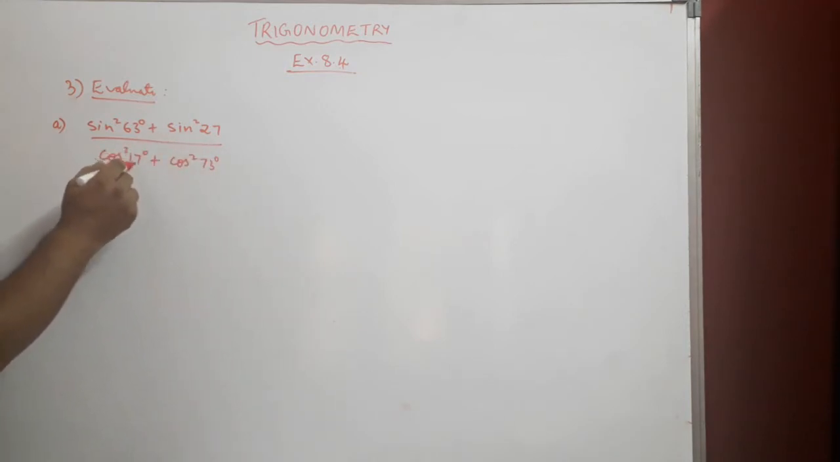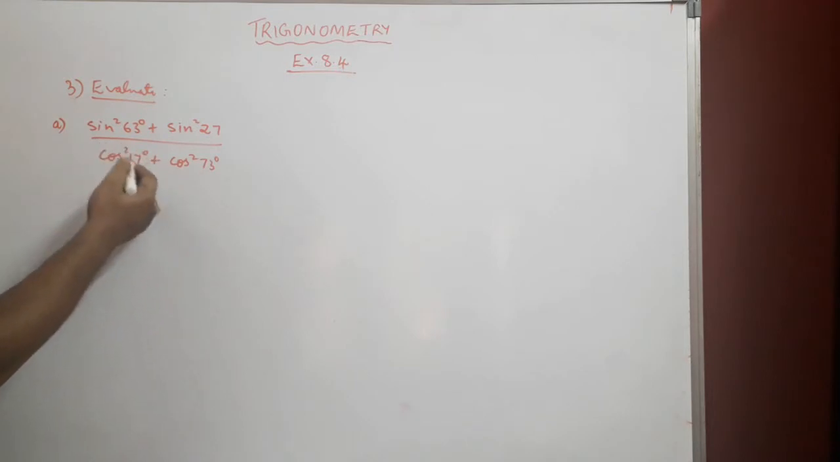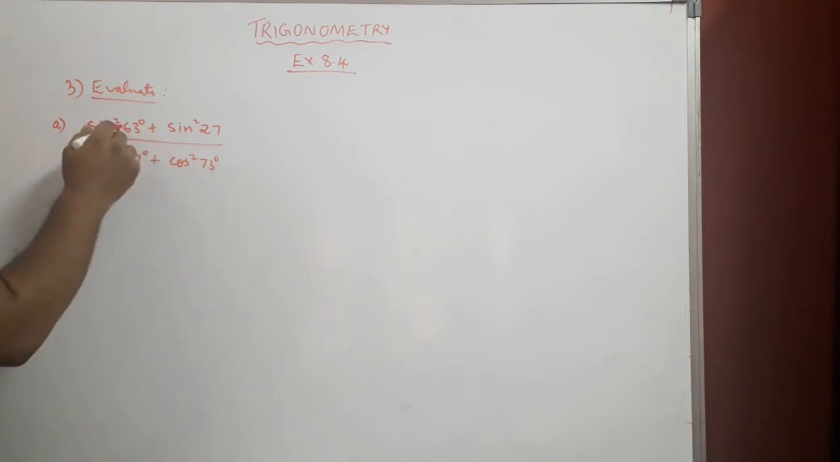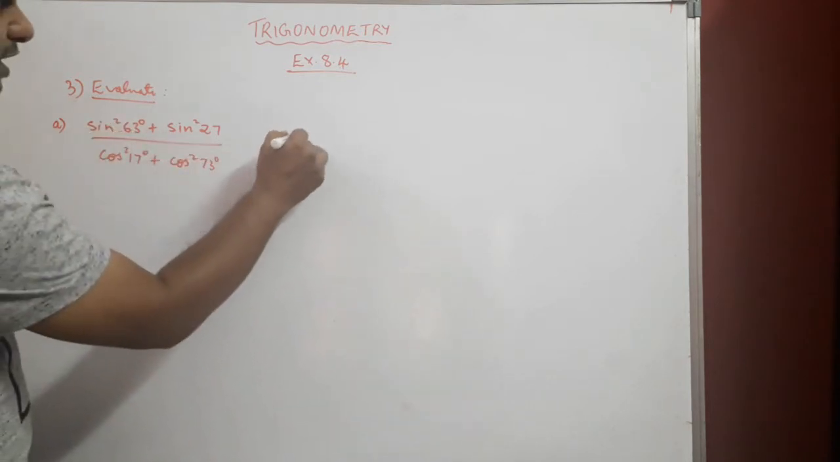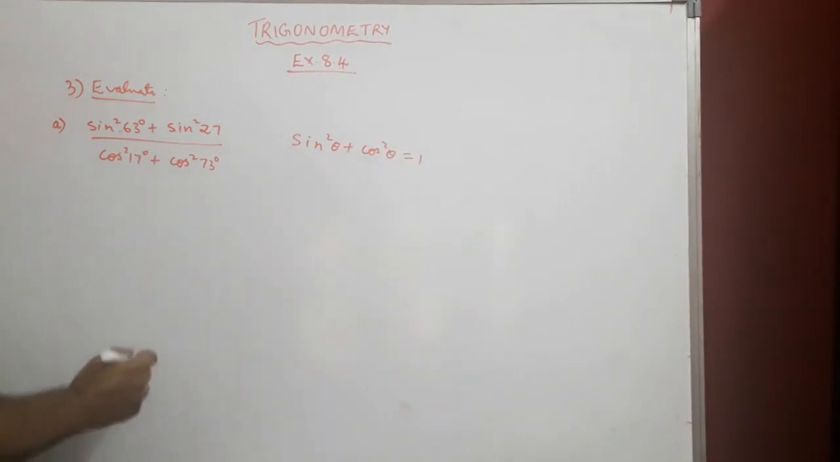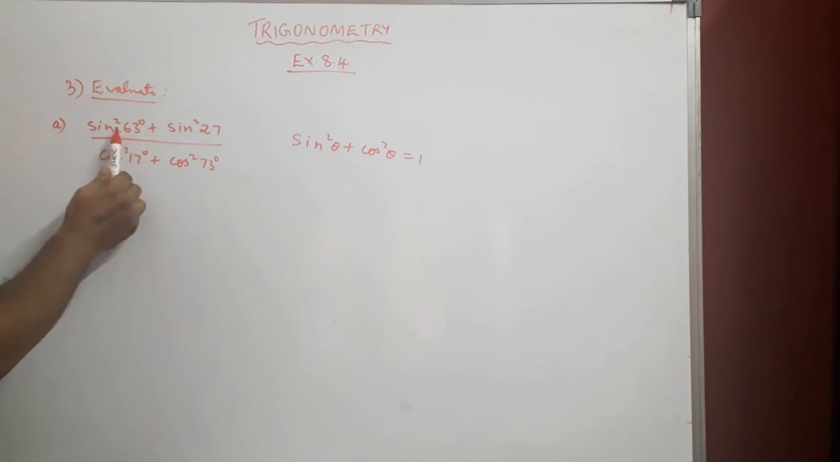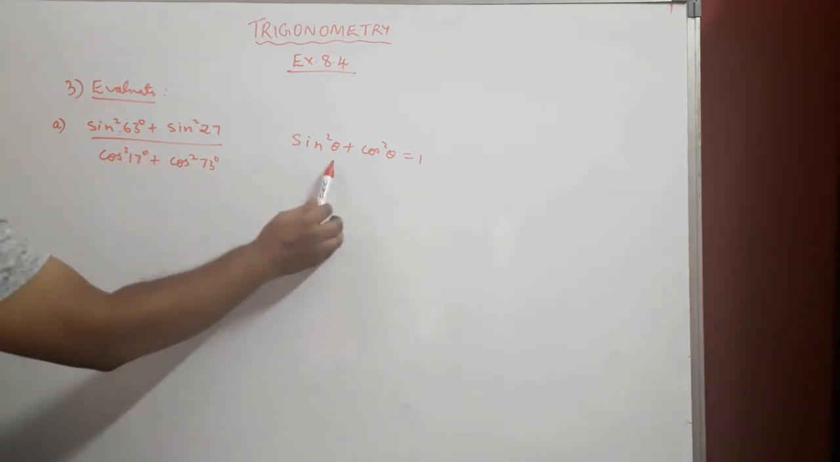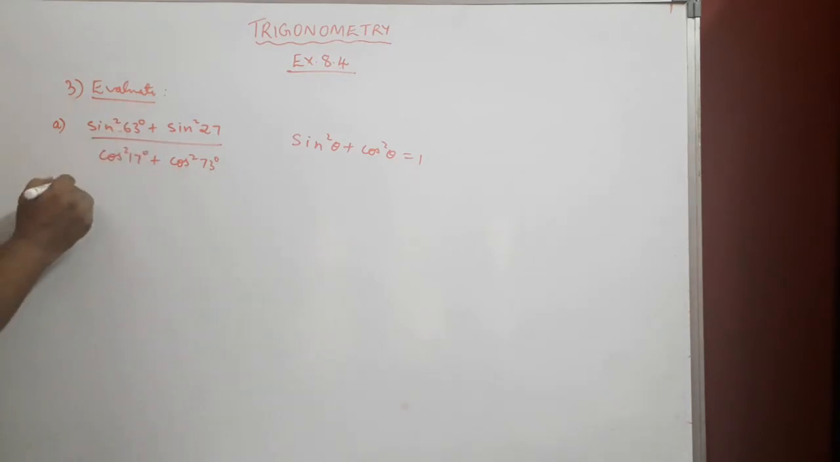Have a look at the denominator. Here also 73 plus 17 gives us 90. So if we try to get the complementary by saying 90 minus, it may give us sine square and cos square. Here also if we try to change one, it will give us cos square. So we know one identity, that is sine square theta plus cos square theta equal to 1. So if we can show one of these as cos square, then sine square theta plus cos square theta will be equal to 1. Similarly over here, if we can show sine square theta plus cos square theta, then we can show it equal to 1. Let us see if this is possible.